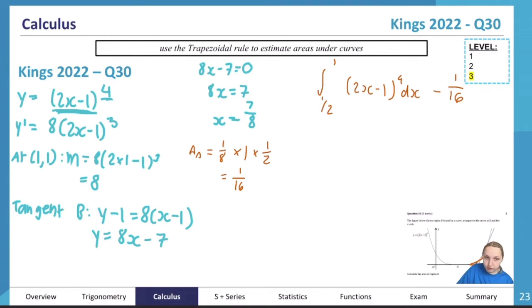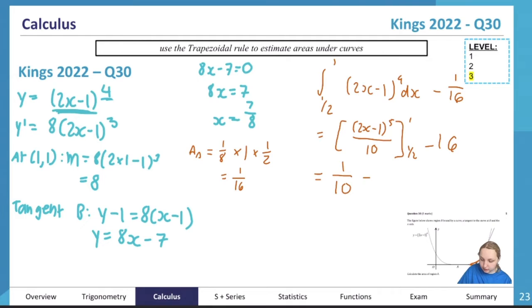So then from there, we're going to get area equal to (2x minus 1) to the 5, all over 2 times 5, which is 10, between 1 and a half, minus 16. So then we're going to get 1 over 10 minus 0 minus, oops, I should have written 1 on 16. So we can go 1 on 16, pop that in our calculator, and we're going to get 3 on 80 units squared.